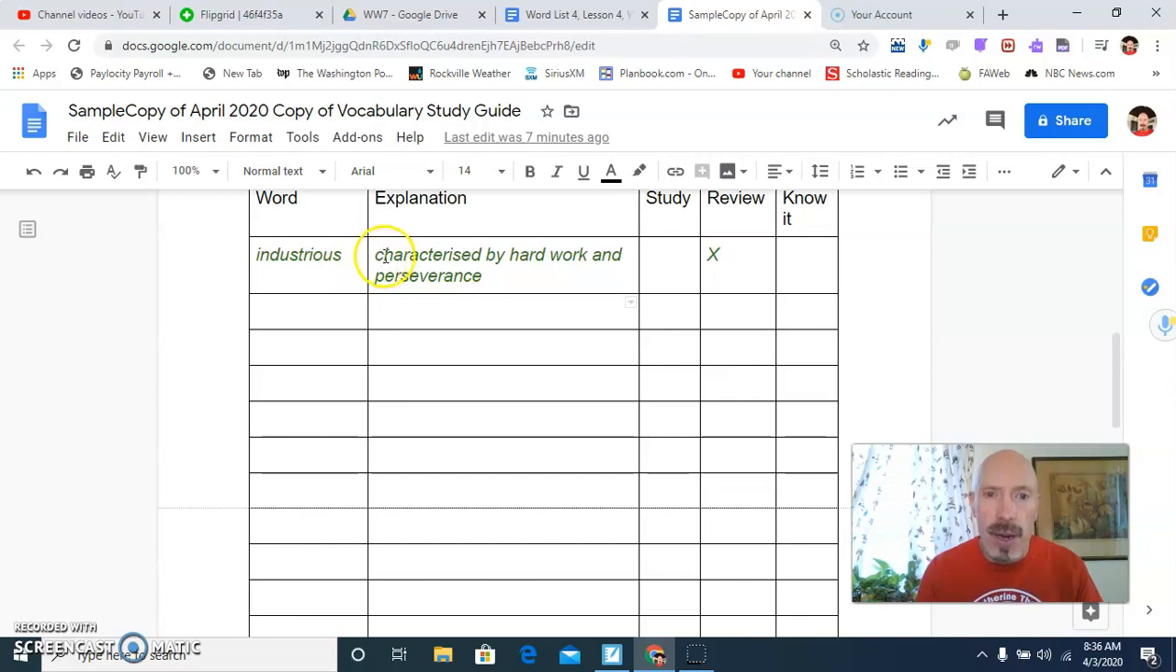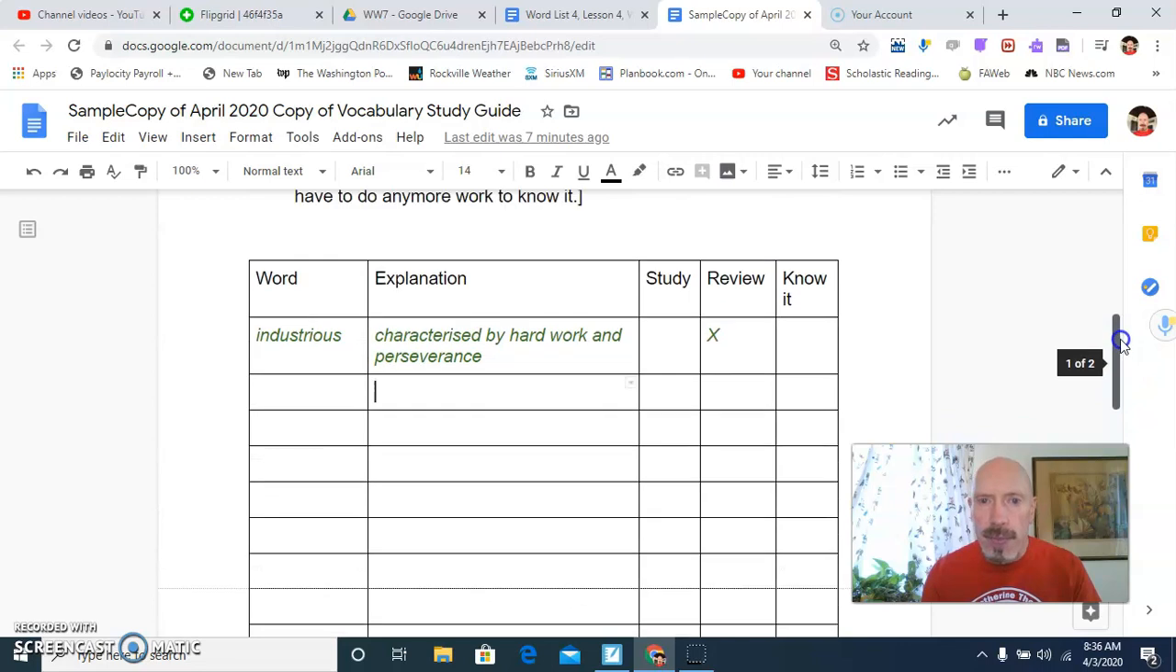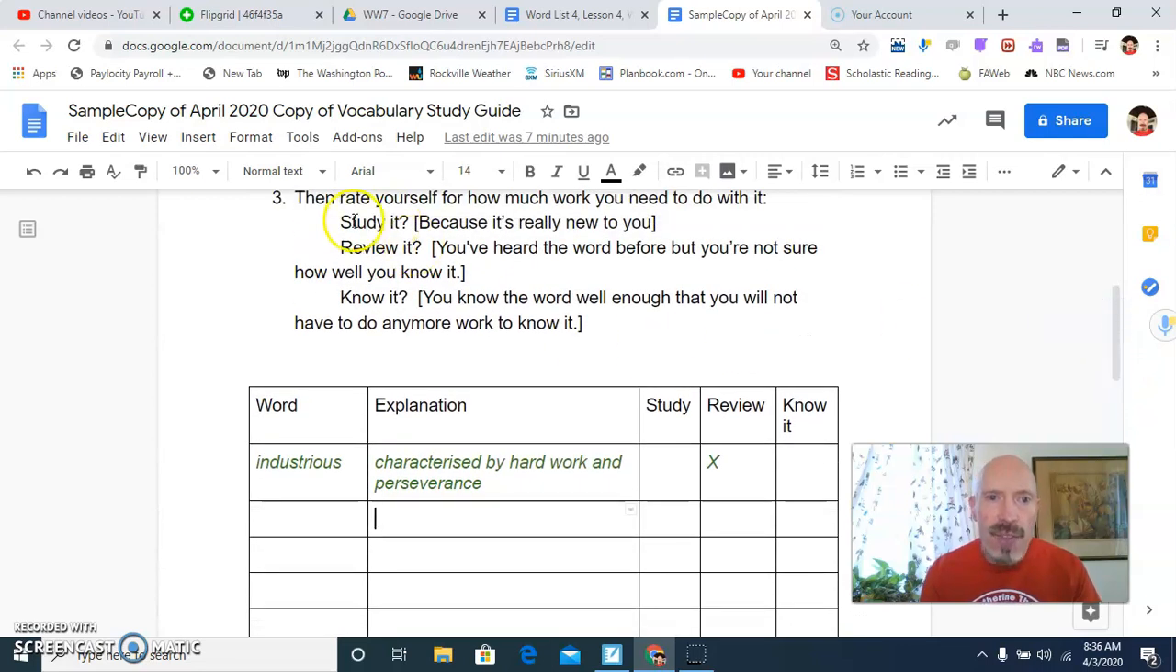So for example, here I have an example of industrious. Industrious, in my words, means characterized by hard work and perseverance. I've kind of heard that word before. So when I rate it, there are 3 qualifications. If this word is totally new to you, you would check the study column so that when it comes time for the test, you would make sure you saw this mark and you would study it. Now, if you're like me and you've heard of the word before, you would check the box review, in which case you might read over the definition a few times, but you wouldn't worry about it. You just remind yourself about it.